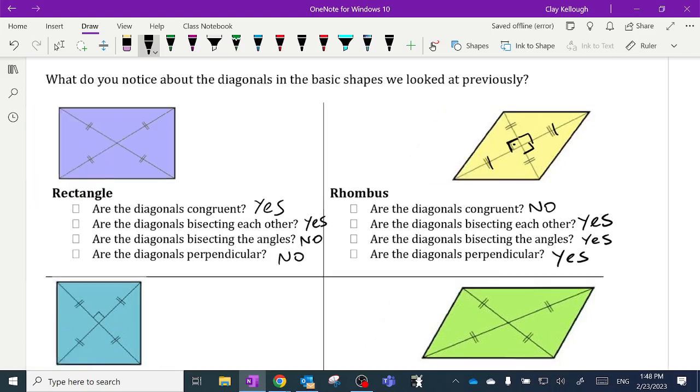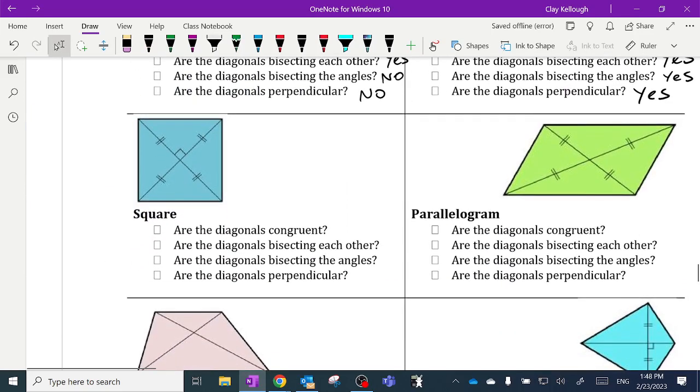So that's the rhombus. For the square, are the diagonals congruent? Yes. Are the diagonals bisecting each other? Yes. Are the diagonals bisecting the angles? 45, 45. Yes. Are the diagonals perpendicular? There's the symbol. Yes. So that one's all yes.